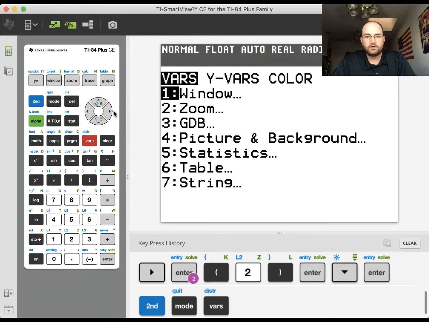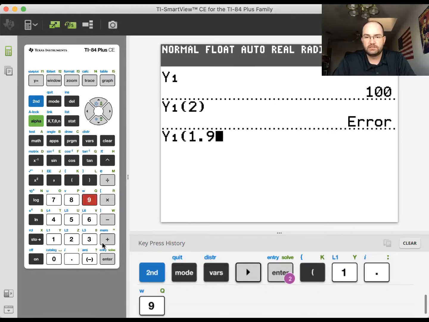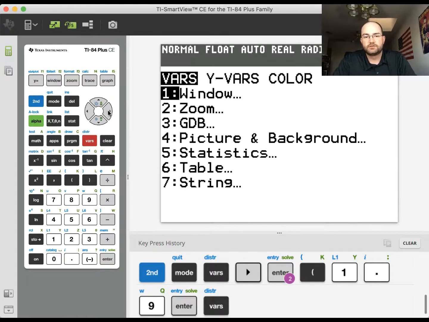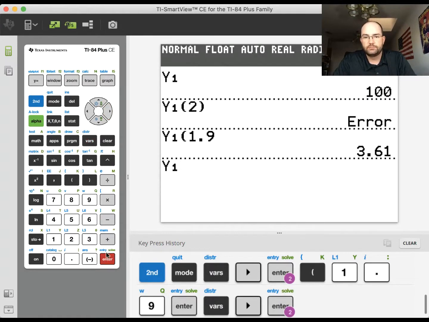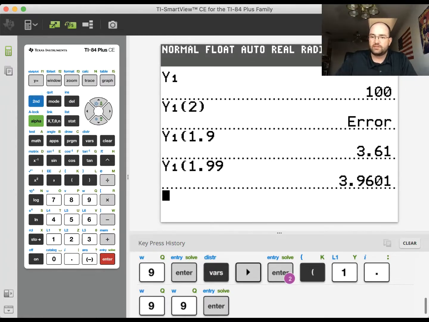Instead, though, let's go vars right 1 enter enter, open a parentheses, and this time we're going to ask it what it was for 1.9. So do 1.9 and click enter. That tells me 3.61. Now let's go to vars right 1 enter enter, open a new parentheses, and now let's do 1.99. Notice this is saying what is the function at x being 1.99. That gives me 3.9601.